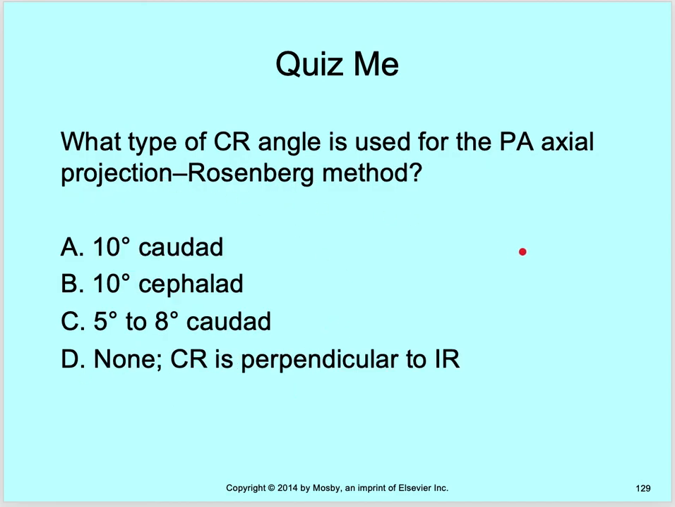Type of CR angle used for the PA axial projection, Rosenberg method. So if you need to review that Rosenberg method so you know what CR angle you're going to be using. And when you review that, you're going to know that the Rosenberg method requires a 10 degree caudad angle. All right, that's it for the lower extremity positioning. And we will come back with the pelvis.